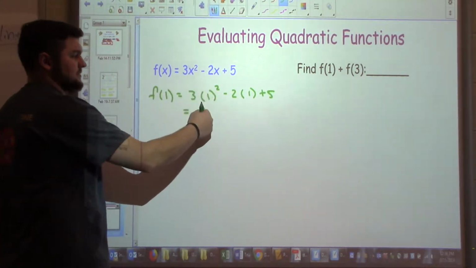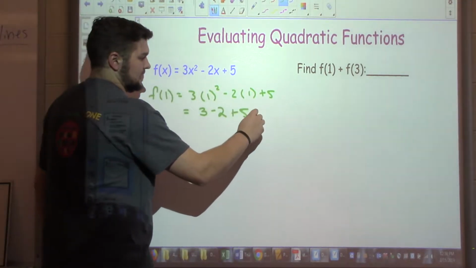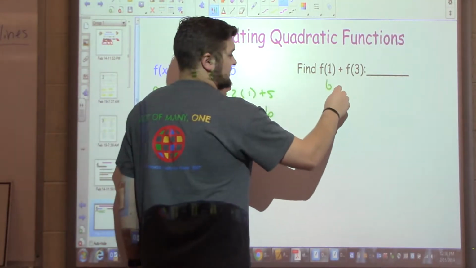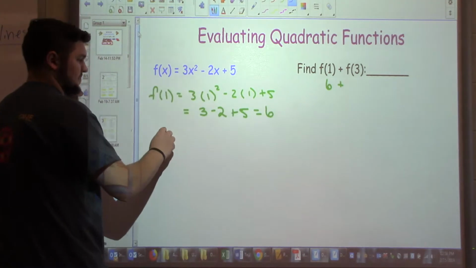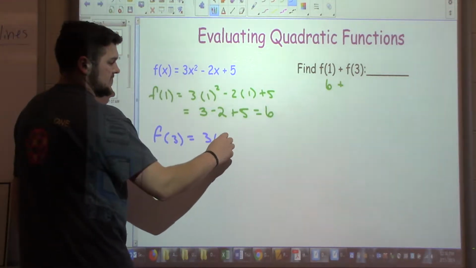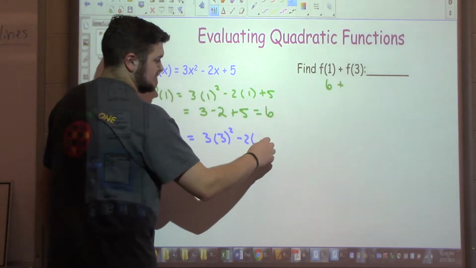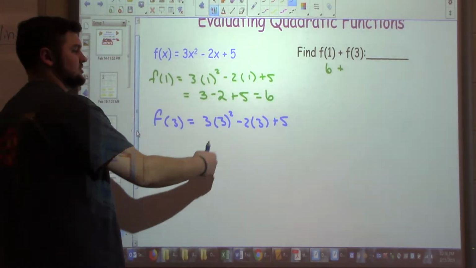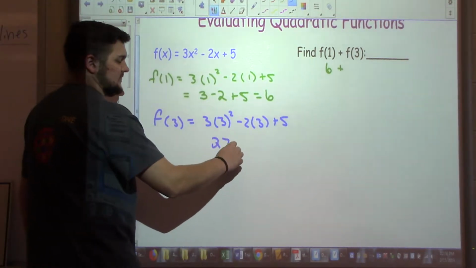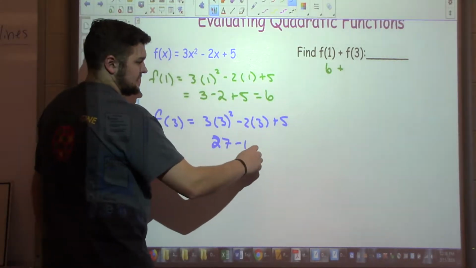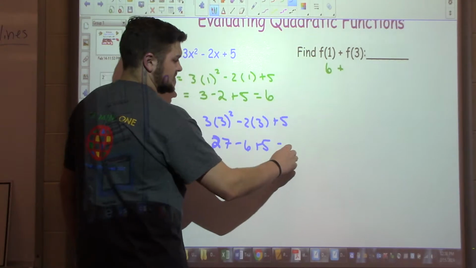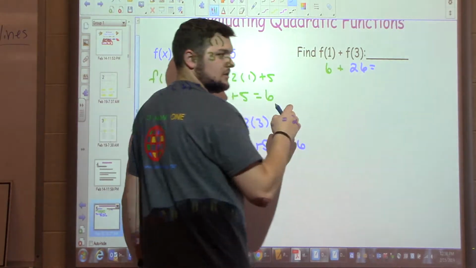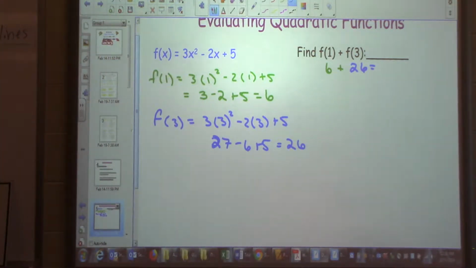1 squared is 1 times 3 is 3. Minus 2 plus 5 should give me 6. So f of 1 is 6 plus f of 3. 3 times 3 squared minus 2 times 3 plus 5. 3 squared is 9 times 3 is 27. Minus 6 plus 5 should give us 26. So 6 plus 26 will equal 32.